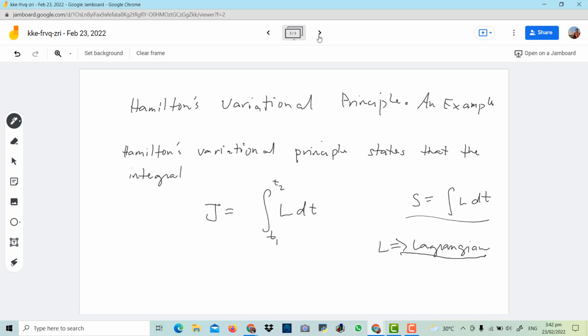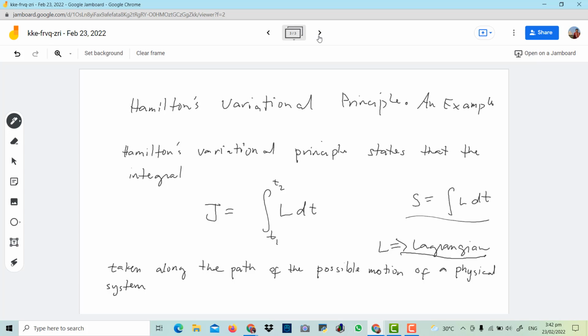So this J, which is equal to the integral of L dt, is taken along the path of the possible motion of a physical system.